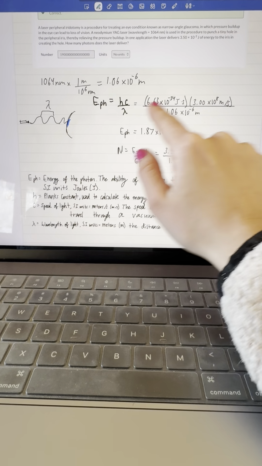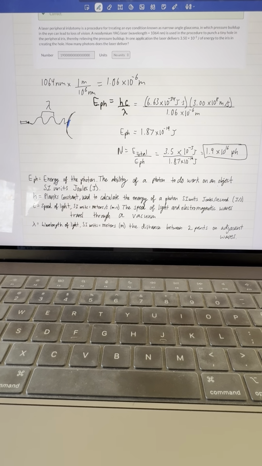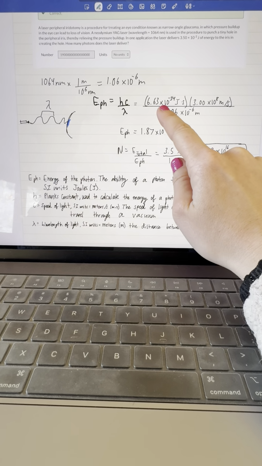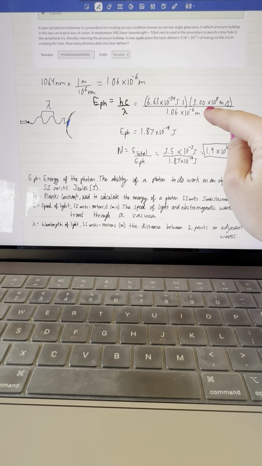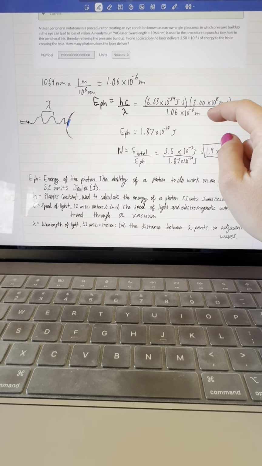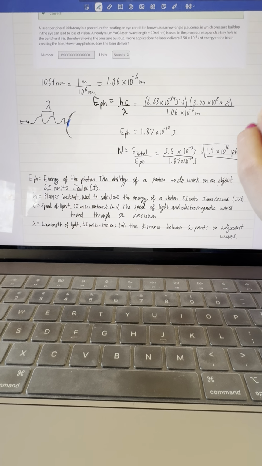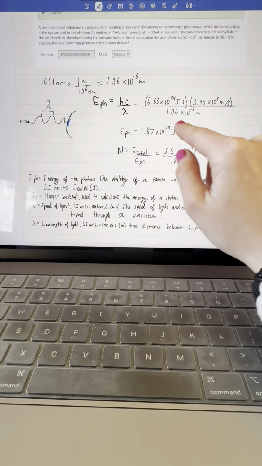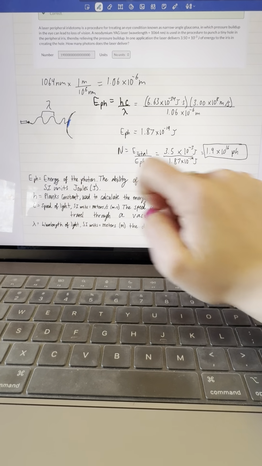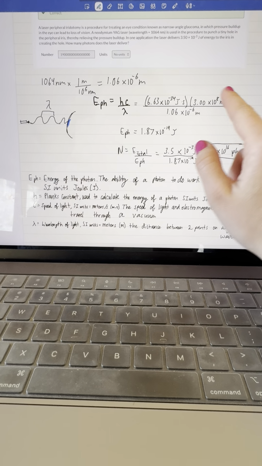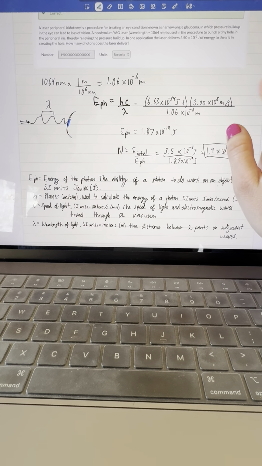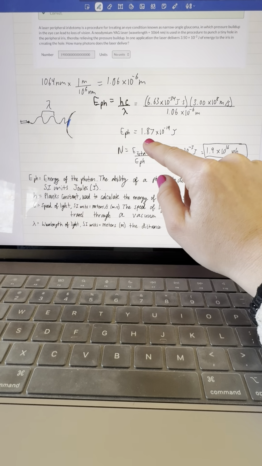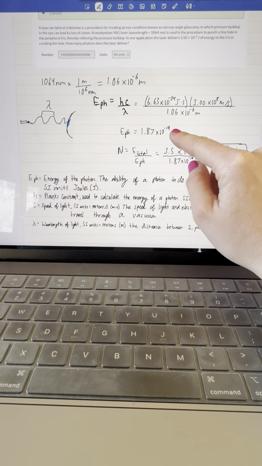So now I can fill in this equation, and I fill in my H, which is my Planck's constant, which is 6.63 times 10 to the negative 34 joules per second times 3.00 times 10 to the 8 meters per second, which is the speed of light. And then I have my wavelength, so I divide by my wavelength that I found up here. And then everything cancels out. My meters cancel out right here, and then my seconds cancel out, and I'm just left with joules. So that's how I get my energy for a photon equals 1.87 times 10 to the negative 19 joules.